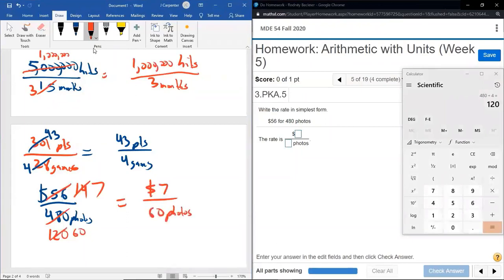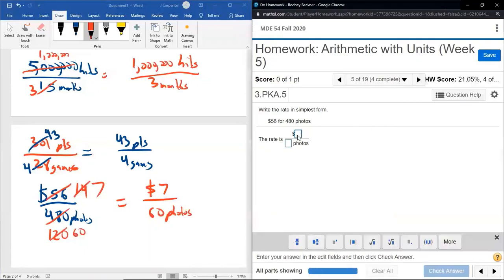So if Walgreens or Walmart or Wall whatever, if they're charging the same amount per photo, so if one photo costs you, say, $1, 10 photos cost you $10, 100 photos cost you $100, if that's their pricing system, then if you paid 56 for 480 photos, that would have been the same as if you said, I paid $7 for 60 photos. Or you could even do that division if you want the unit rate. And it says you're paying about 12 cents when you round to the nearest penny per photo. But again, they did not ask for a unit rate, so we didn't need to do that. But it's fun, so we did.